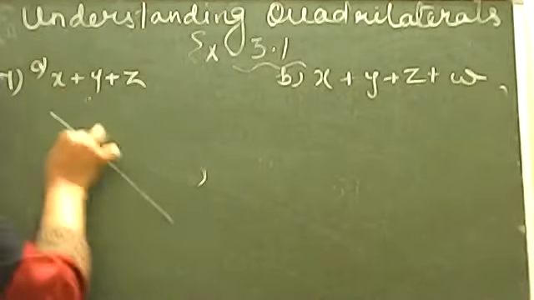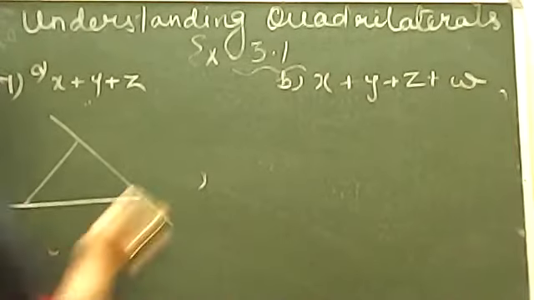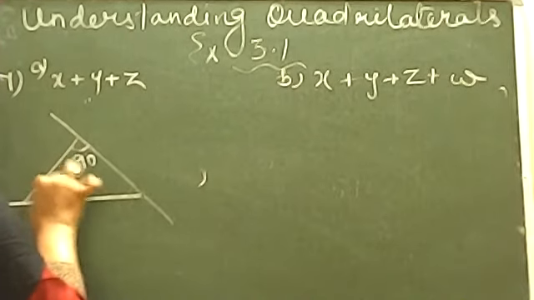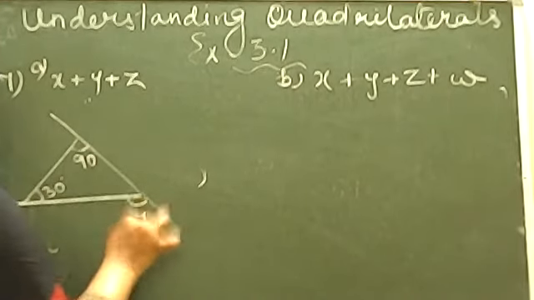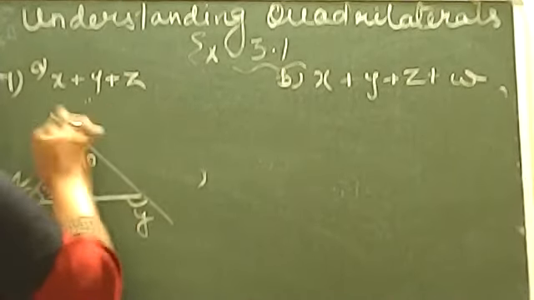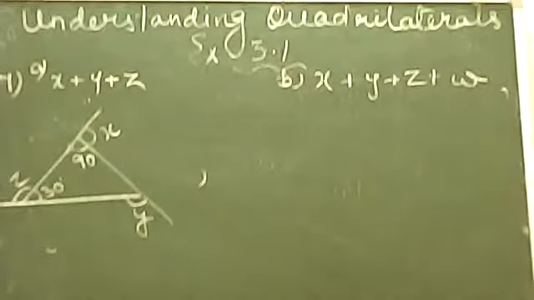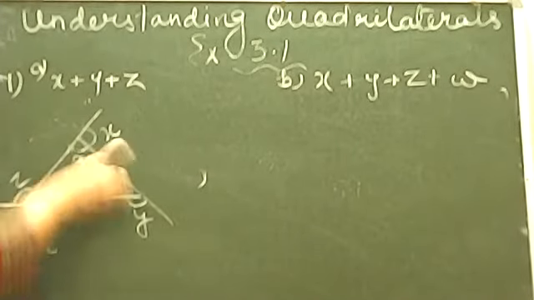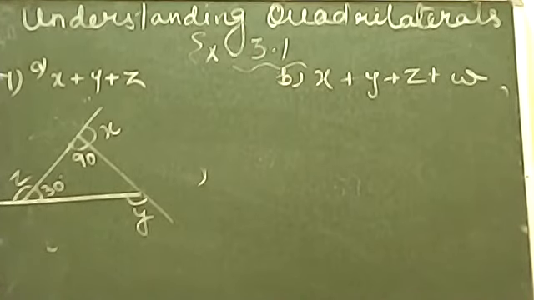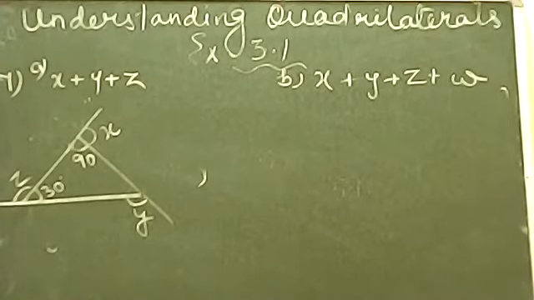Now the first one, if you see, the figure is drawn as a triangle. ठीक है, फिगर में आपके ट्राइंगल ड्रॉ है बेटा. This is 90, this is 30, and this is y, this is z and this is x. Remember, if you see the figure, this is x, this is y, this is z, and all three x, y, z are exterior angles.